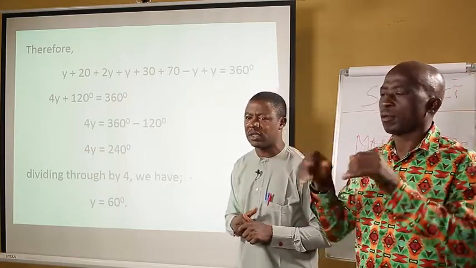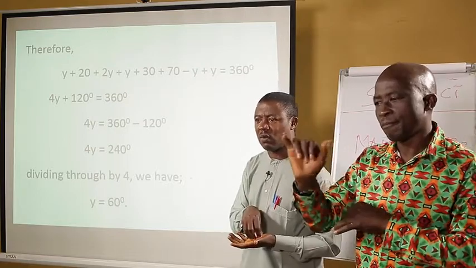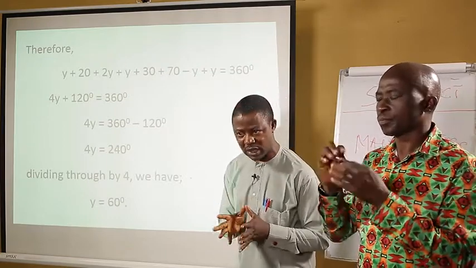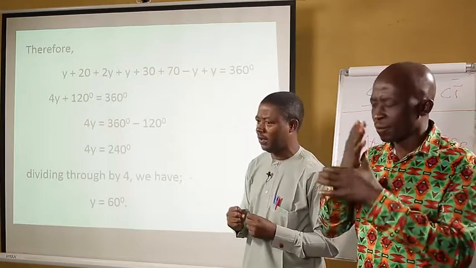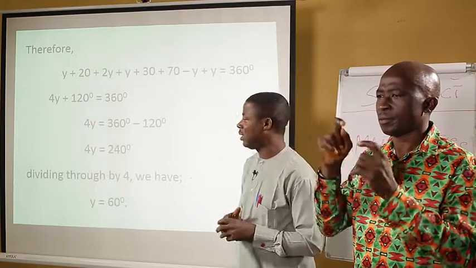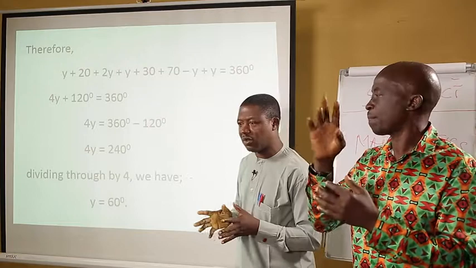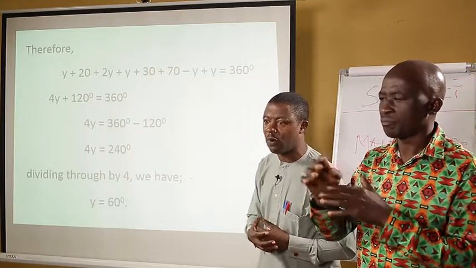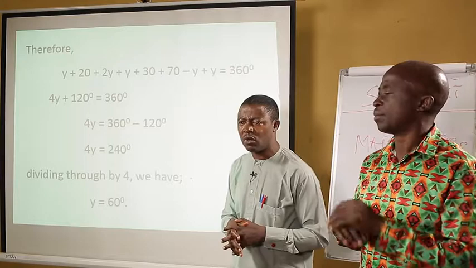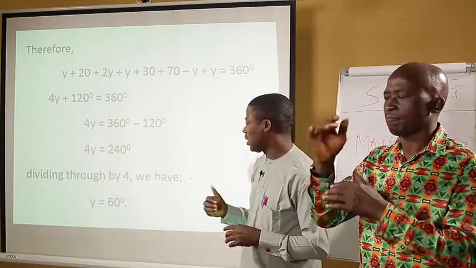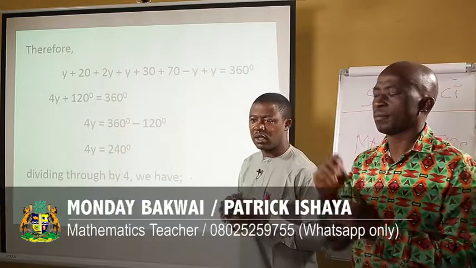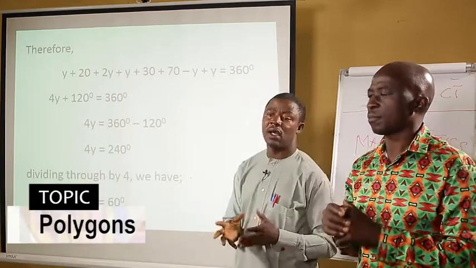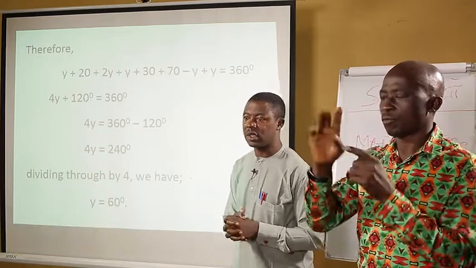Now, how do we find the value of y? The coefficient of y here is 4, and the coefficient of a term is a number that multiplies the term. So we are to divide through by the coefficient of y. Dividing through by 4, we have 4y equals 240. 4 divides 4, 1, so you will be left with y. And 240 degrees divided by 4, the answer is 60 degrees. Hence, our y is equal to 60 degrees.